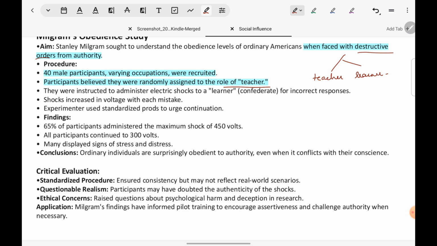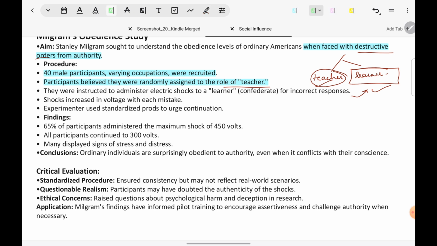Unknown to the participant, it was the confederate of the researcher, an assistant of the researcher, who would always take the learner's role. The genuine participant would feel like the learner is another participant just like him, but actually he was the only genuine participant who was there. So this genuine participant was made to believe that he is drawing a chit out of a hat, which is determining whether he gets the role of the teacher or the learner. But actually it is always the role of the teacher that is assigned to him.